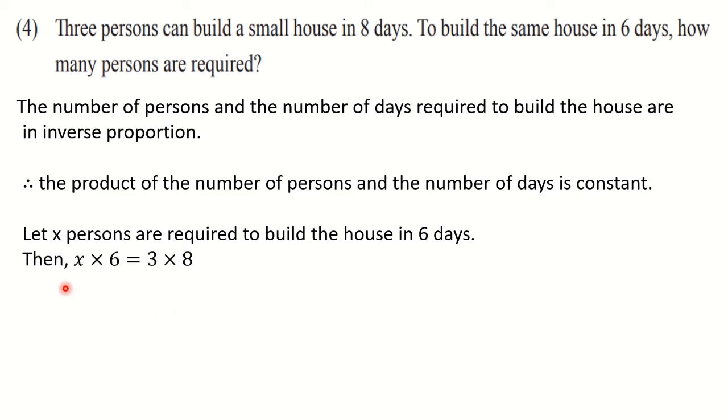What we can write down? X into 6 is same as 3 into 8, and to find X, this 6 we can take in the denominator. So X is equal to 3 into 8 divided by 6. 3 8s are 24, divided by 6. The answer is 4. So the value of X is 4. To build the house in 6 days, 4 persons are required.